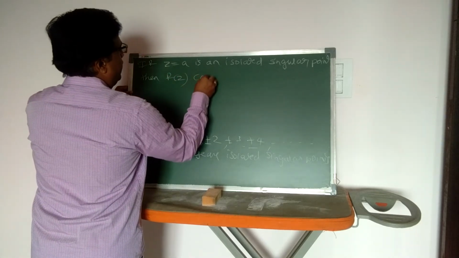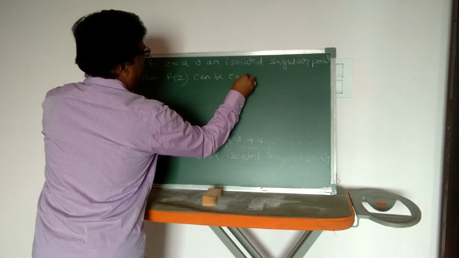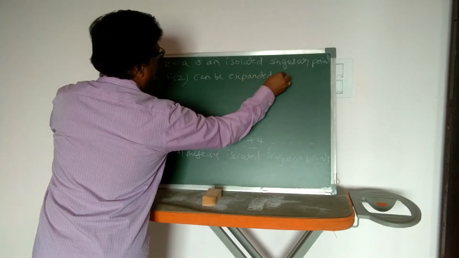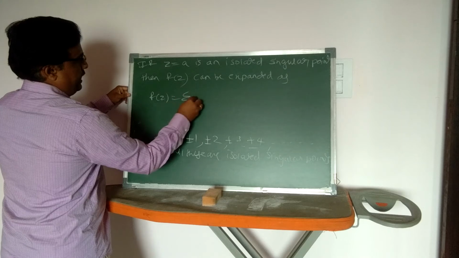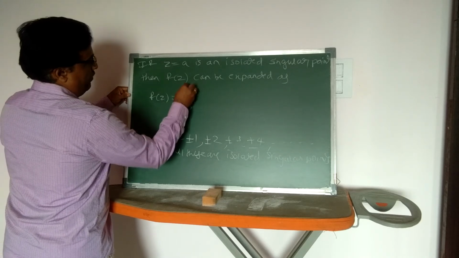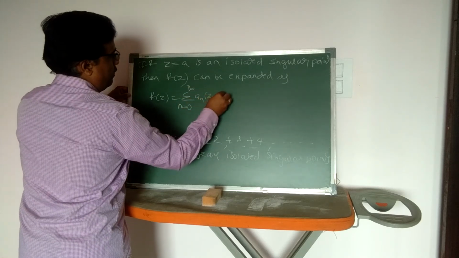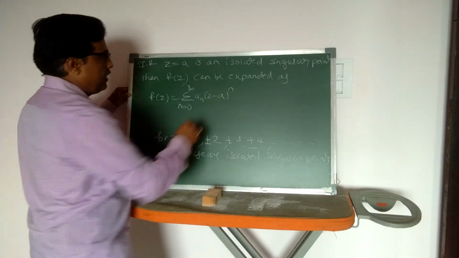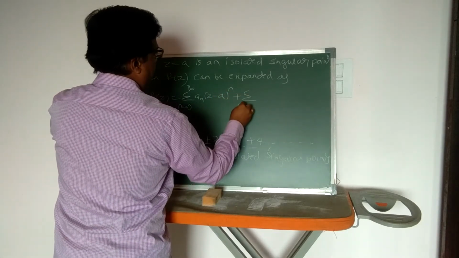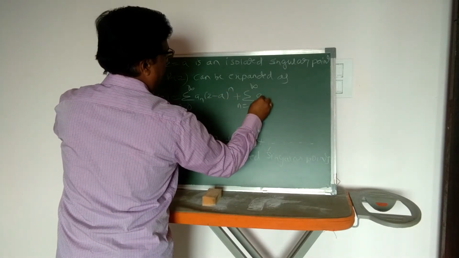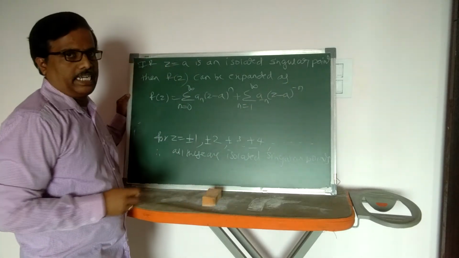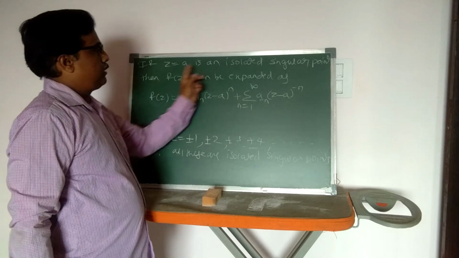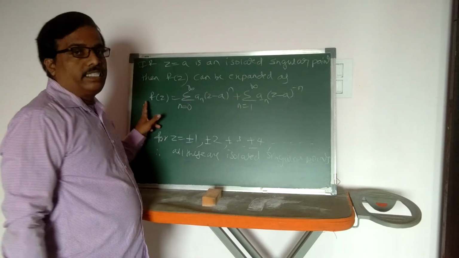Then f of z can be expanded as f of z is equal to summation from n is equal to 0 to infinity a n z minus a whole to the power n, plus summation from n is equal to 1 to infinity a minus n z minus a to the power minus n. So this expansion is known as Laurent series.